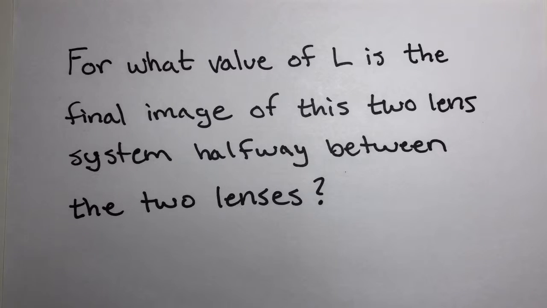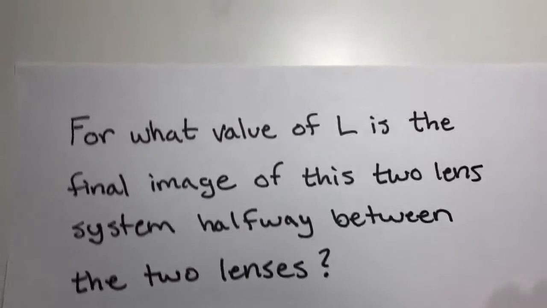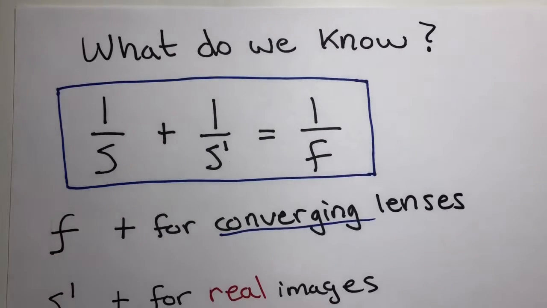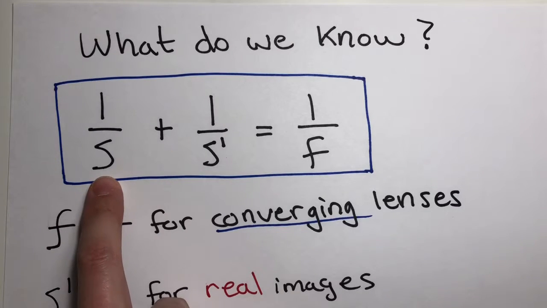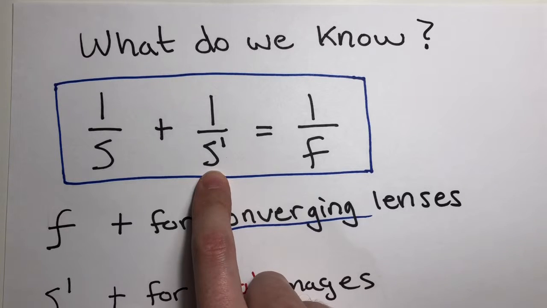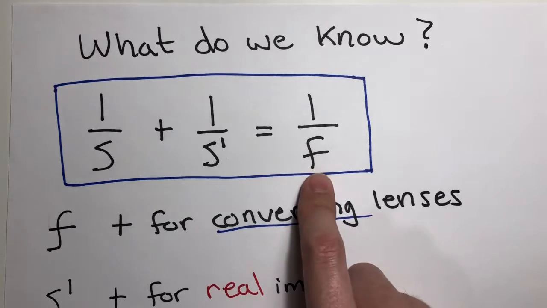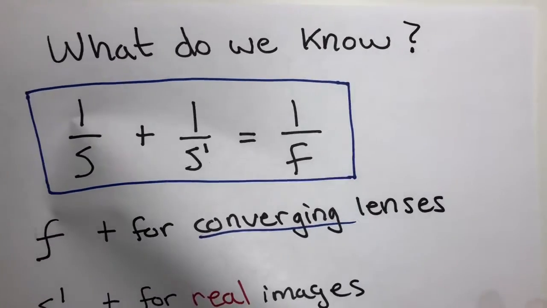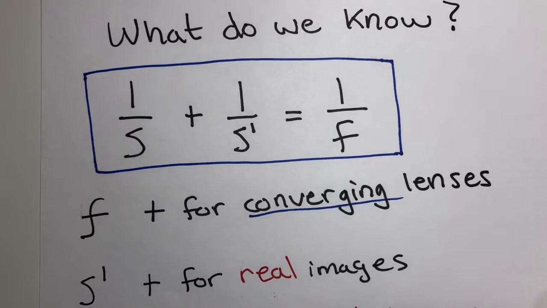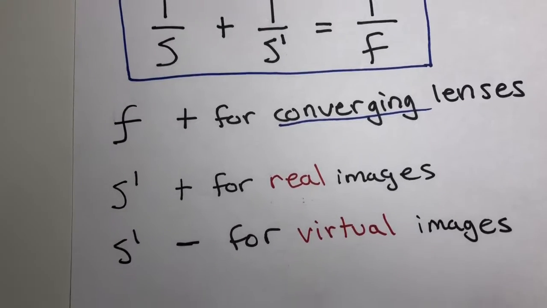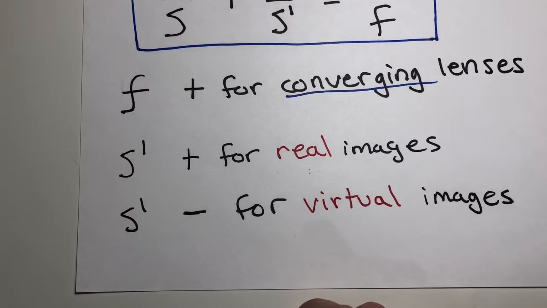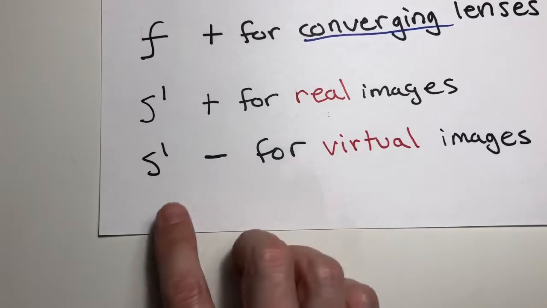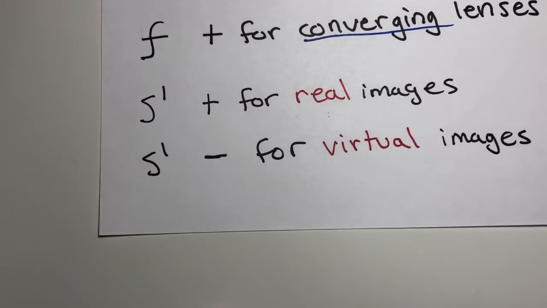So the question is, for what value of L is the final image of this two-lens system halfway between the two lenses? So what do we know? Well, we have the thin lens equation: 1 over the distance to the lens plus 1 over the distance to the image equals 1 over the focal length of the lens. And we know that the focal length is going to be positive because it's converging lenses. And we know that the distance to our image is going to be positive if it's a real image, basically, if it's going to be to the right of the lens, and it's going to be negative for virtual images if it's going to be to the left of the lens.